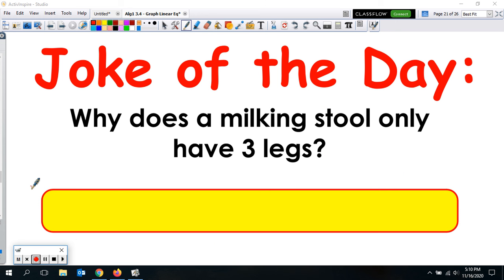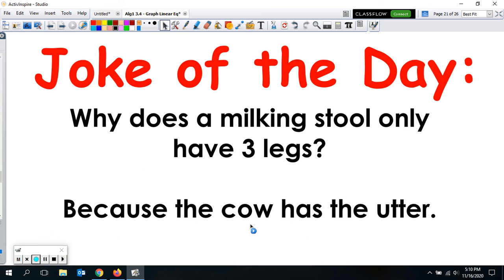Alright, as always, we want to have a joke of the day, so here we go. Why does a milking stool only have 3 legs? Well, it's because the cow has the udder. The cow has the udder. That's good.